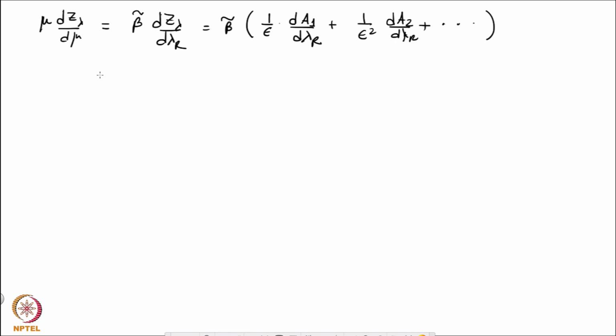Now also recall that we have already argued that 1 over z mu dz lambda over d mu is finite.